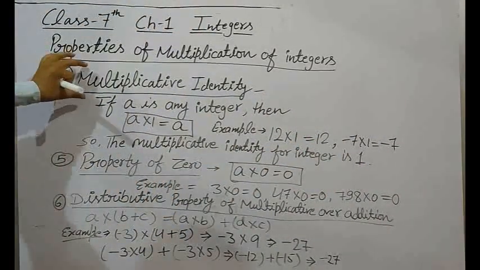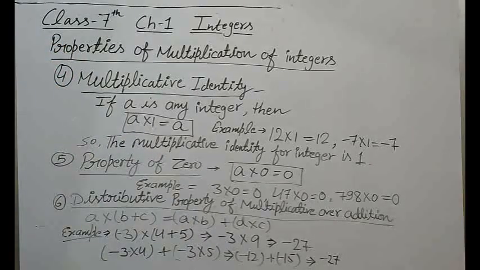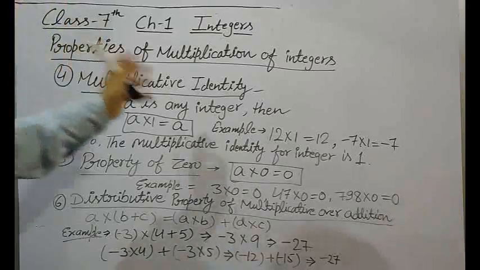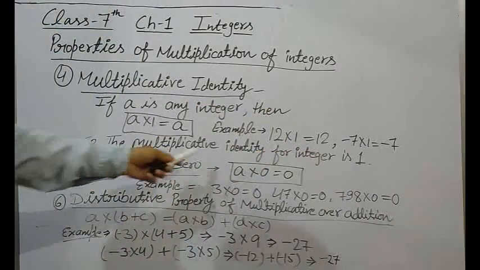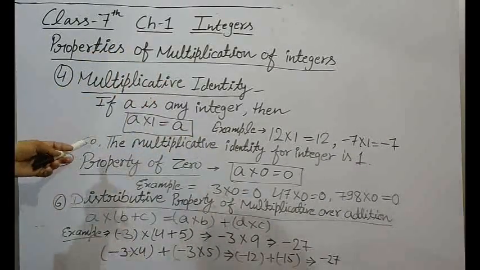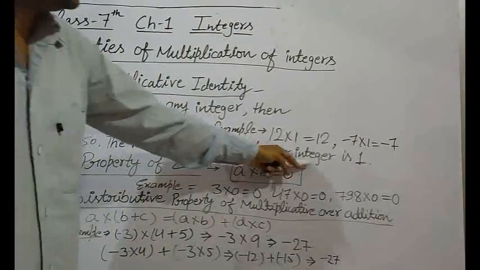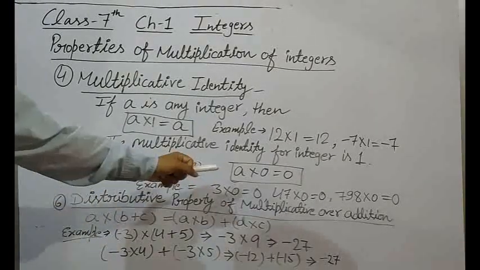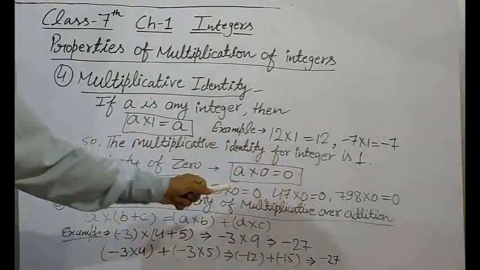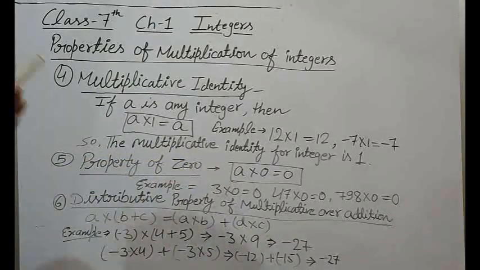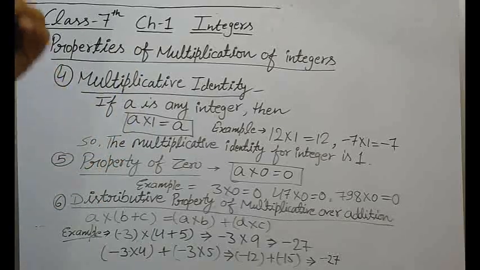So the multiplicative identity is the same number coming back. So we multiply by 1 to find the multiplicative identity. The multiplicative identity for integers is 1. Another property is of 0. So a multiplied by 0 is equal to 0, where a is any integer. We know that very well. When we multiply any number by 0, we get 0.